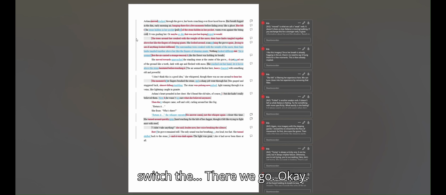Just need to switch the... There we go. Okay, so I'm just going to go through. It looks like a lot, but you'll see that it's not that bad. And again, this is mostly for illustrative purposes.